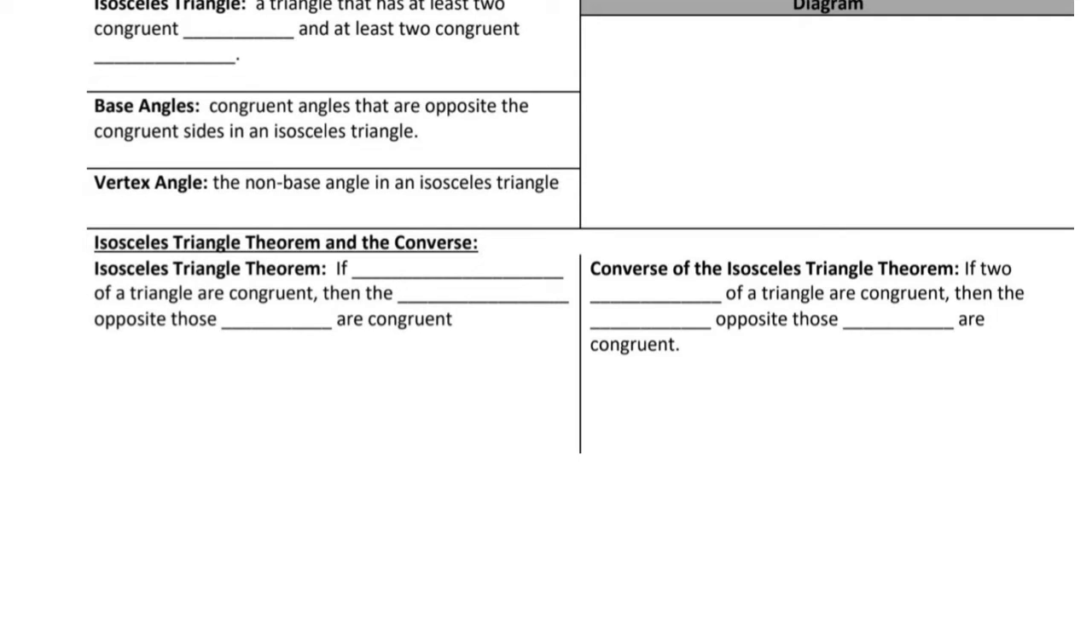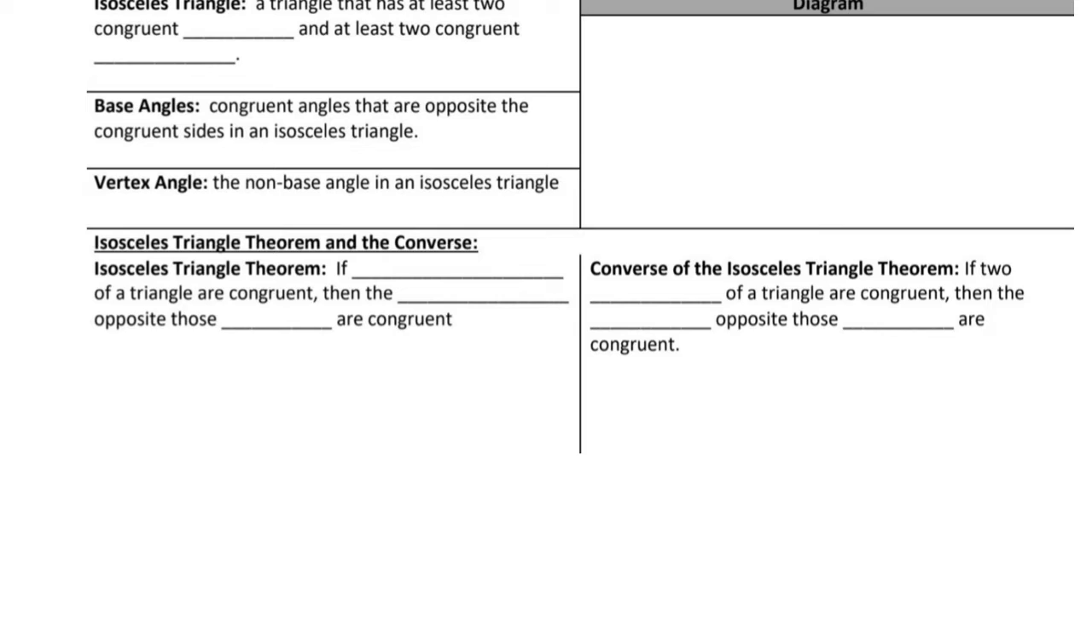Hey guys, this is the 4.2 notes. This focuses on two types of triangles, isosceles triangles and equilateral triangles. So the first thing I'll go through is the isosceles, and then we'll go through the equilateral triangle.